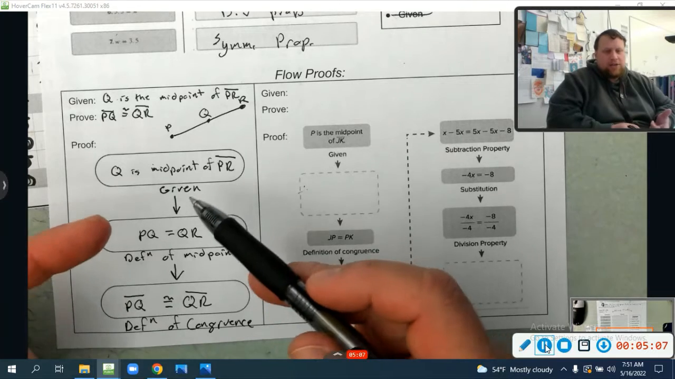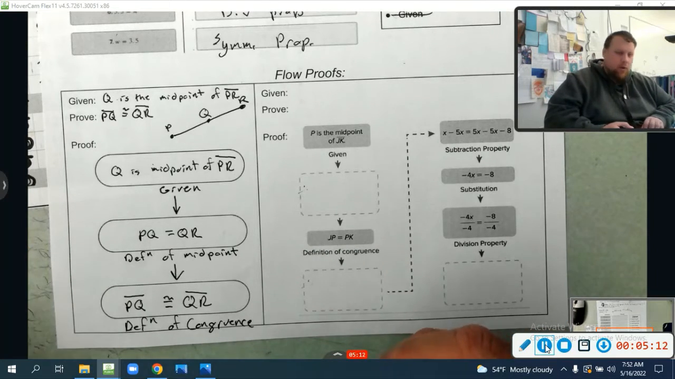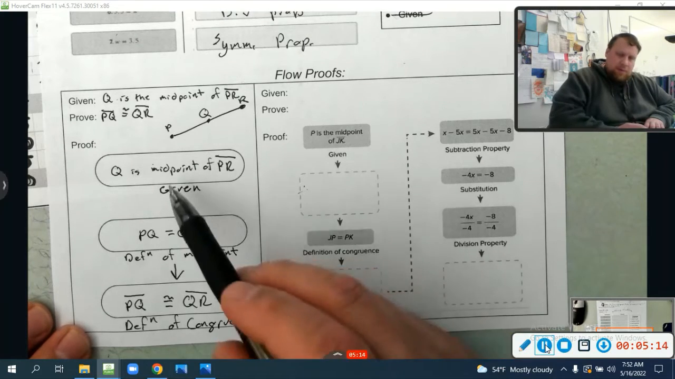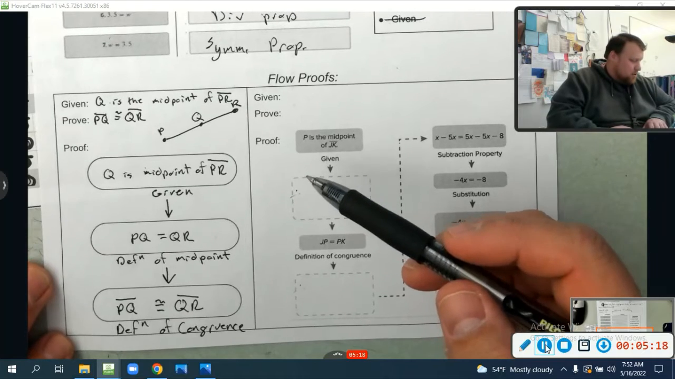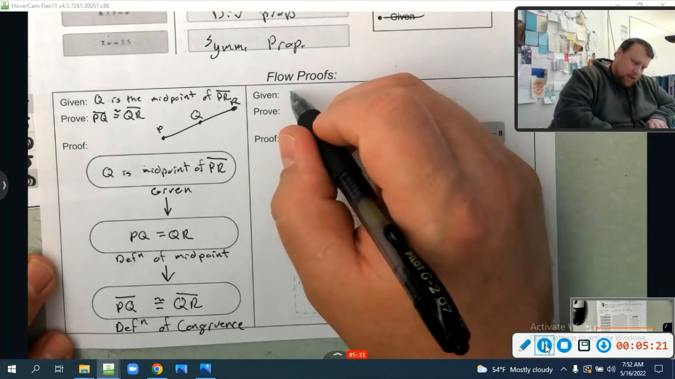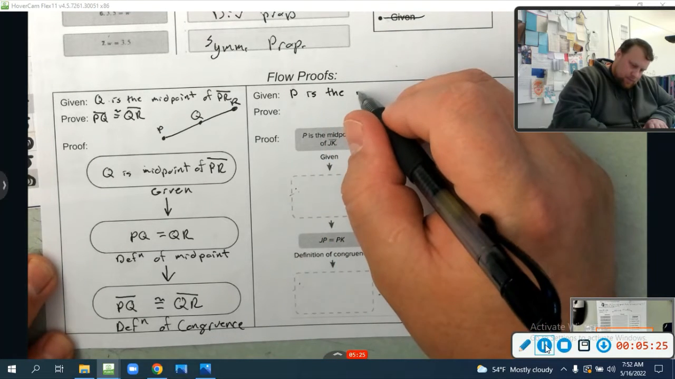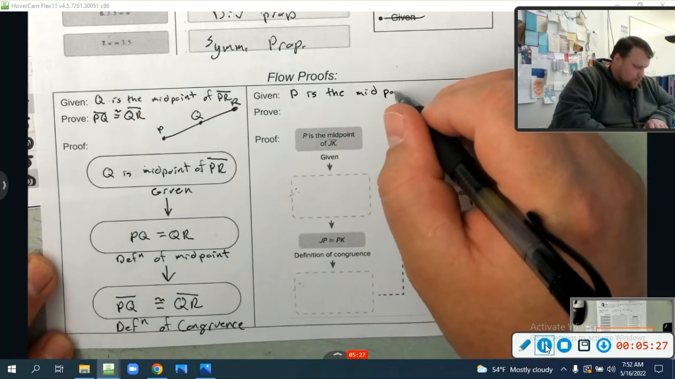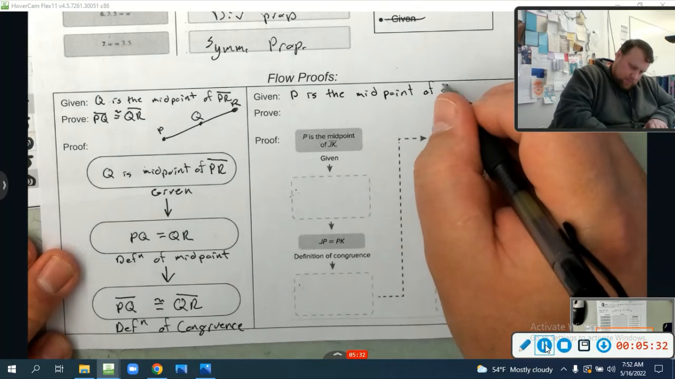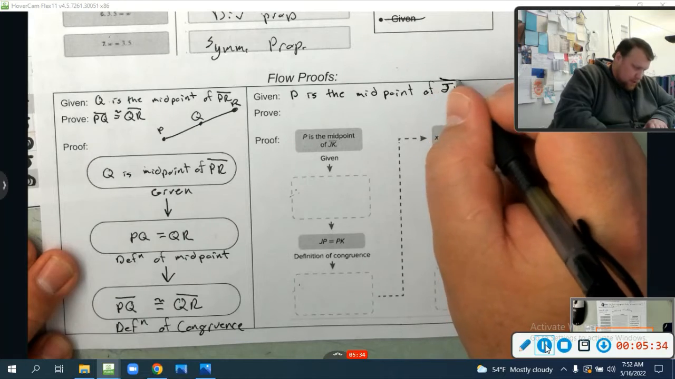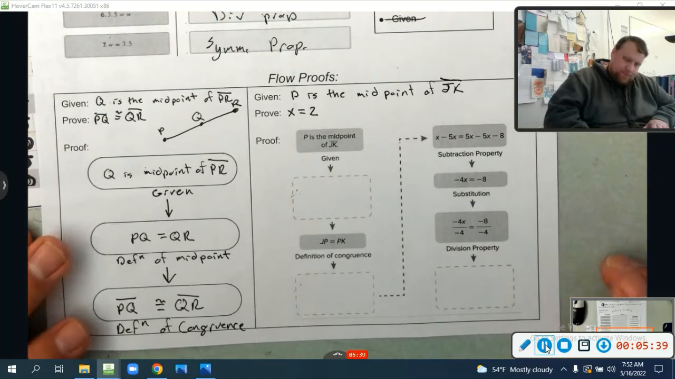Unless you have some branching paths, it really looks just like a differently organized two-column proof. A lot of people tend to like the flow proofs, kind of how your flow of thought goes. So we're going to come over here. Let's try another one. Given P is the midpoint of segment JK, we want to prove that x equals 2.